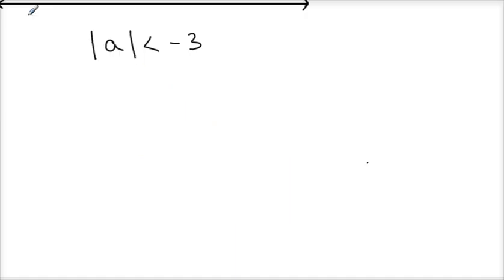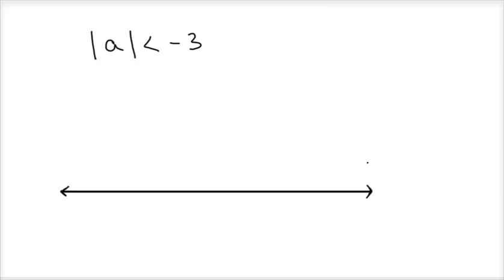Let's take a look at another example. The absolute value of a is less than negative 3. So something should be going off here. Any absolute value always comes out positive. So this is no solution. This is impossible. The absolute value of a cannot be negative 3. It cannot be less than negative 3.